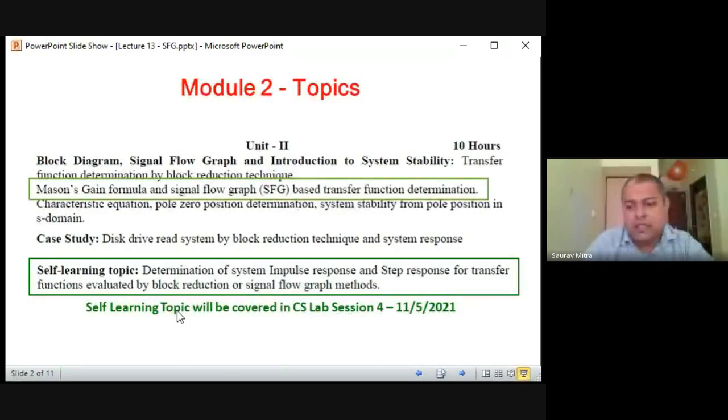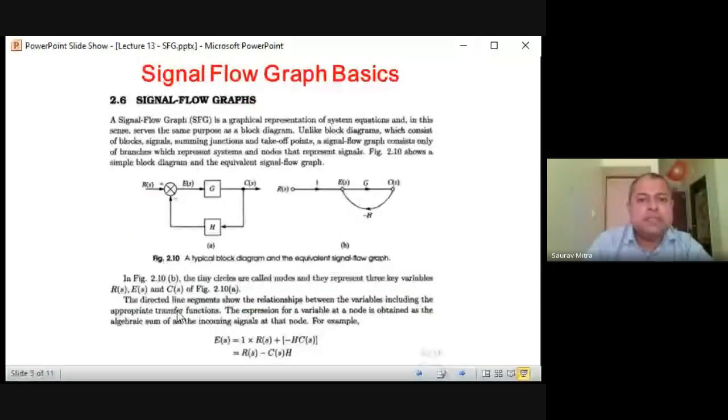Okay, so let's start with signal flow graph. So this is what is called a signal flow graph of the block. I think the slide is visible and you can read it. So it is saying that whenever a block diagram is given, so this is a block diagram of a closed loop system, we can convert it into a signal flow graph.